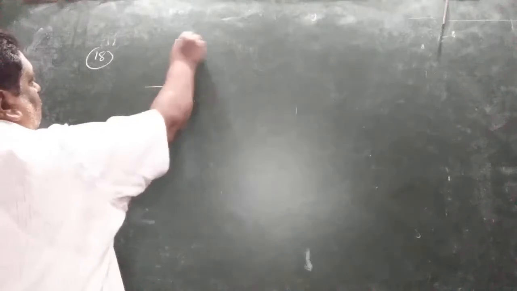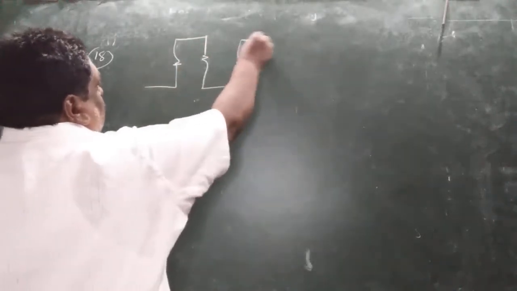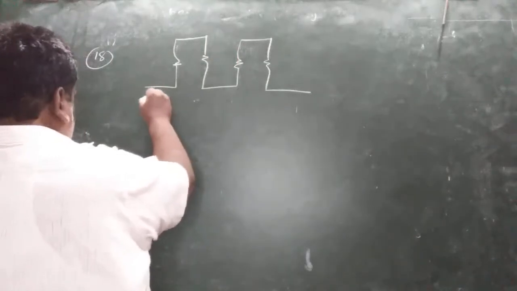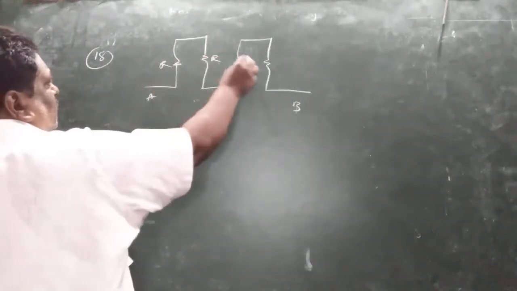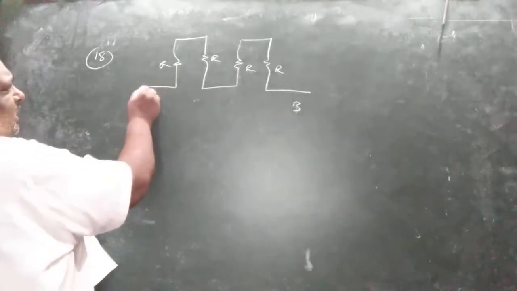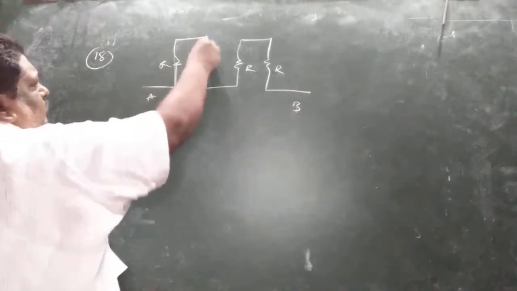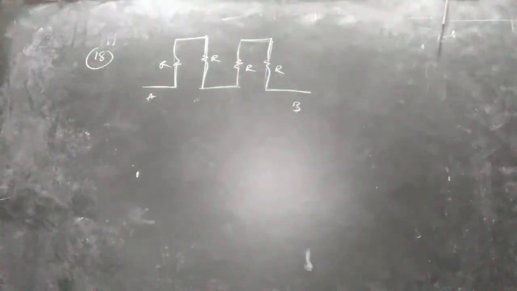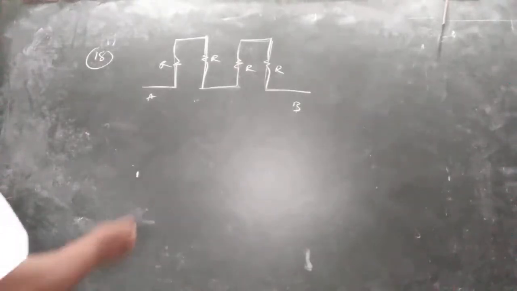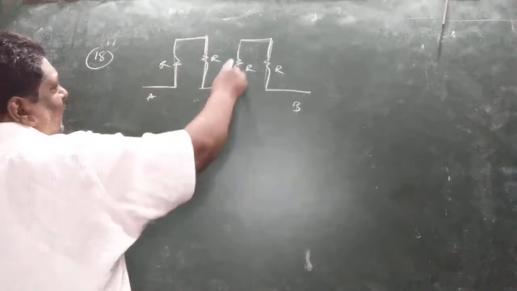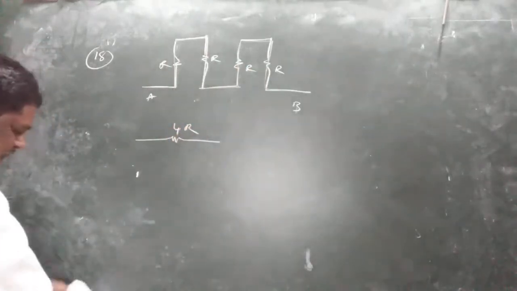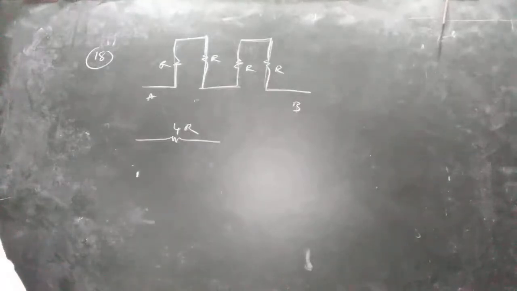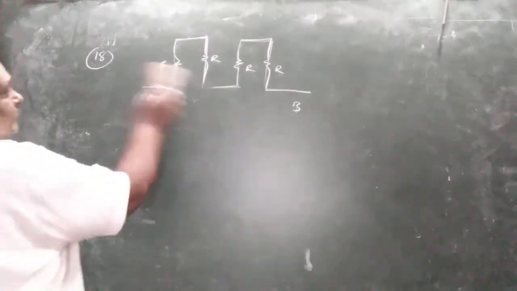18th question. Given circuit A and B, find the equivalent resistance. Even though they appear parallel, see, the current passes through this, and the same current is passing through all. That's why we call them in series, and all are simply added in series. 4R. That's the answer. So the equivalent resistance is 4R. Next, 19th question.